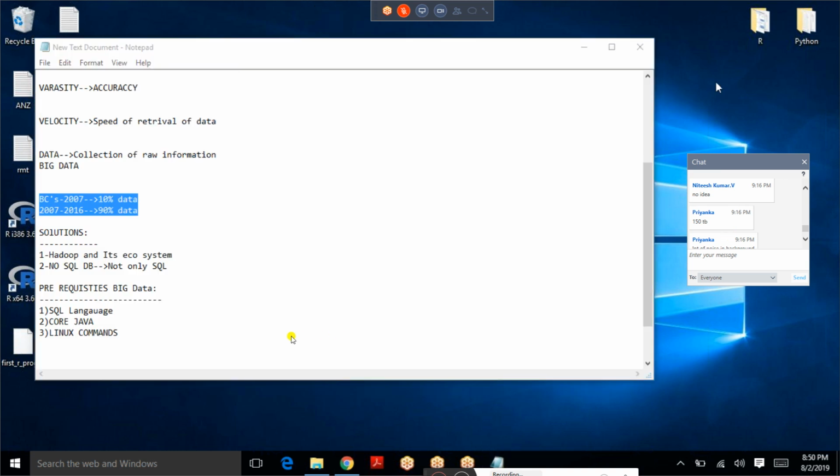Google is generating 40 to 50 PB of data daily. Okay, 40 to 50 PBs.